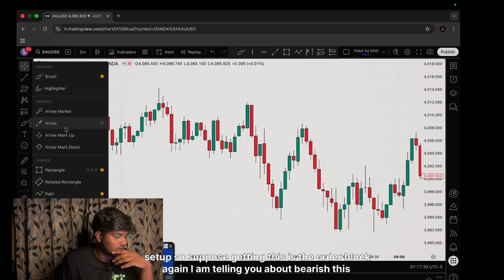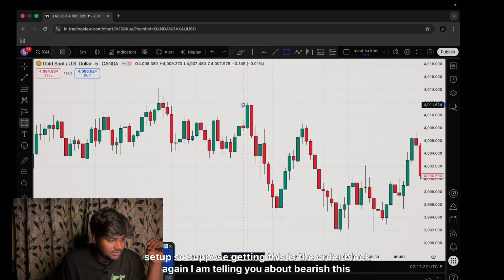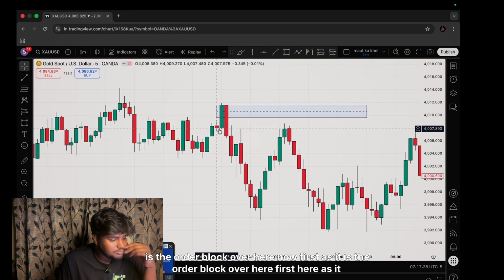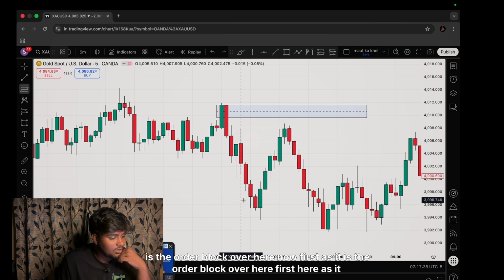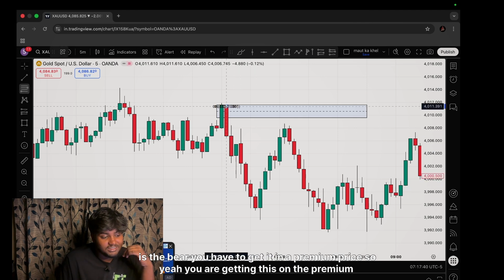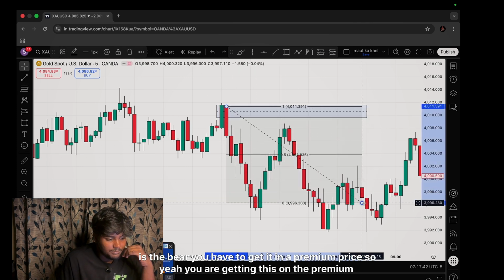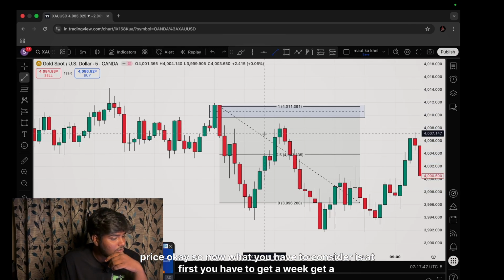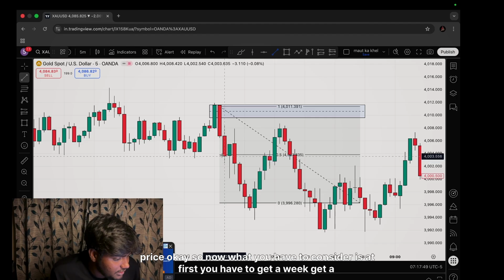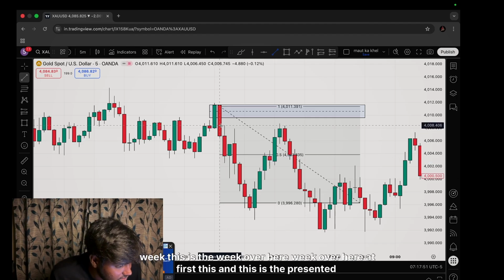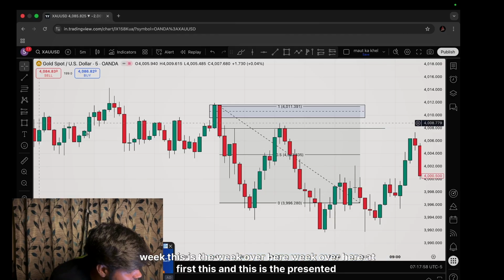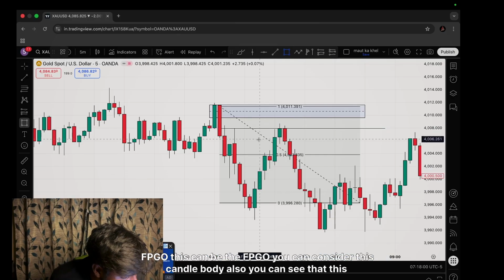So suppose this is the order block. Again, I am telling you about bearish. This is the order block over here. As it is bearish, you have to get it in a premium price. So yeah, you are getting this on the premium price. Now what we have to consider is, at first you have to get a wick. This is the wick over here, and this is the presented FVG.